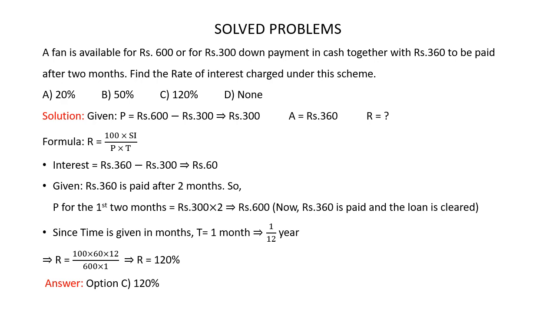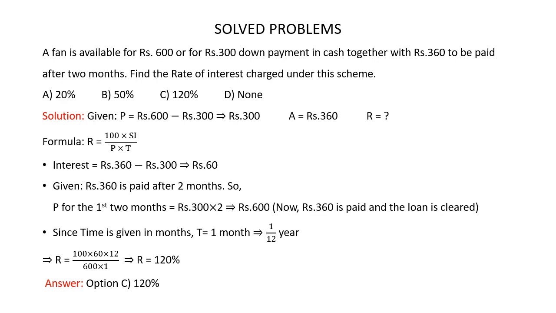Now let's look at the principal. Now it's given that rupees 360 is paid after 2 months. This means rupees 360 is paid at the end of 2 months. Now we know that the principal is rupees 300. So since rupees 360 is paid after 2 months, the principal for the first 2 months is rupees 300 multiplied by 2, which is rupees 600. Now after 2 months, rupees 360 is paid and the loan is cleared. So the effective principal here is rupees 600.